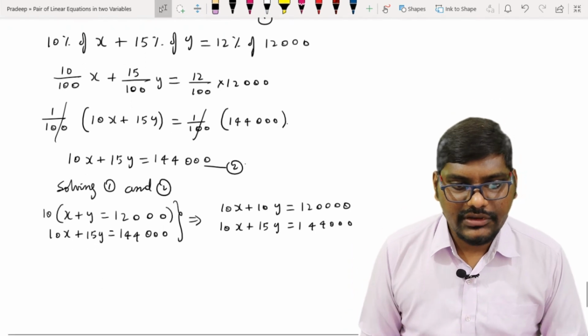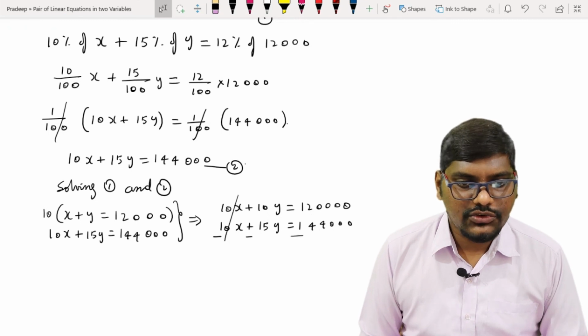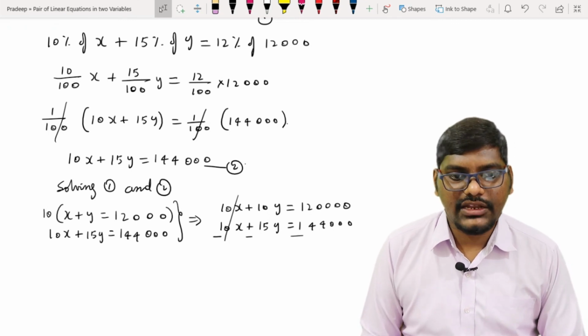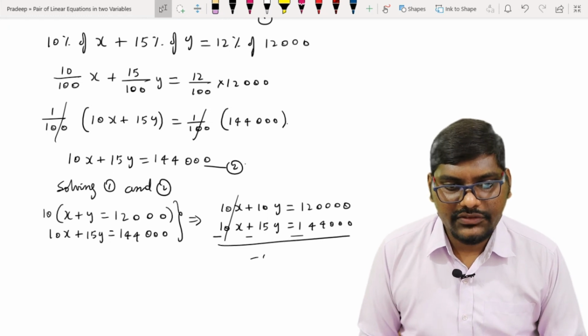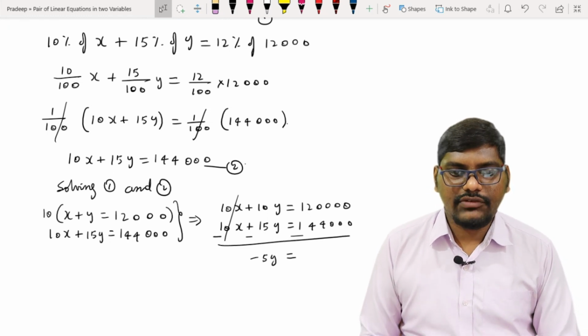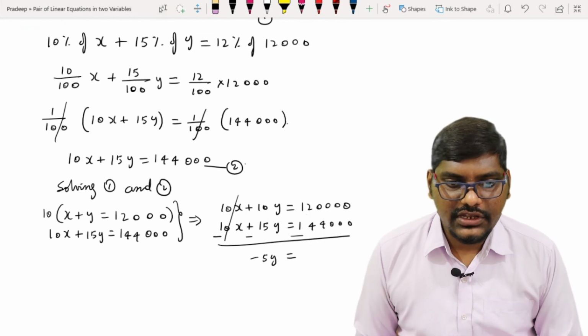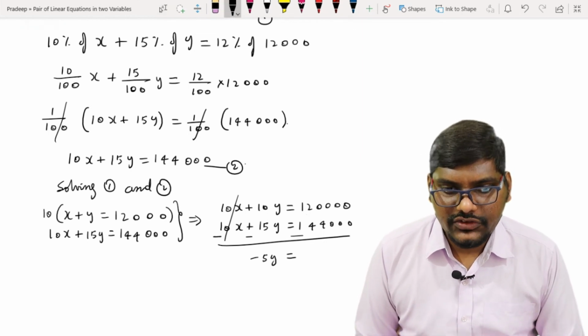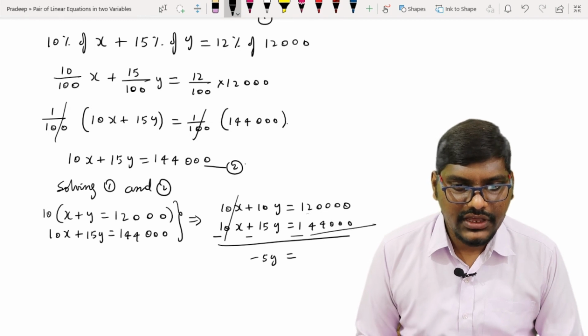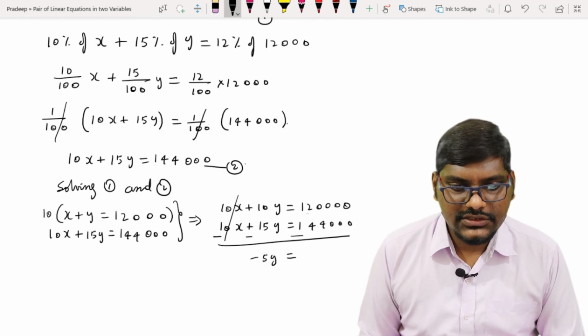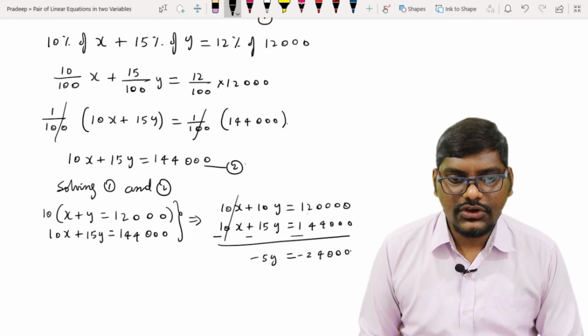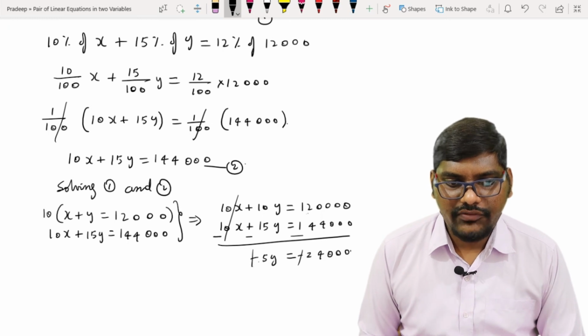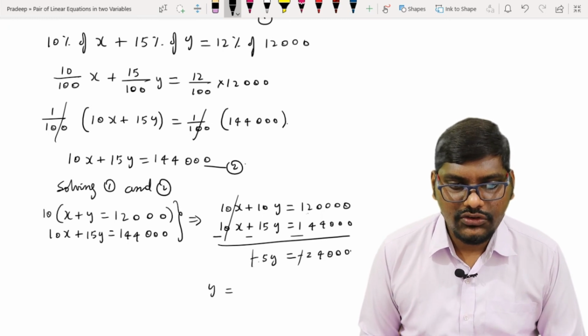To solve, we'll just apply minus to the complete equation. So this is minus, minus, minus. These both get cancelled. Minus 10, minus 15, so we get minus 5y. And for this particular one, how much will we get? This is 120,000 and this is 144,000, so we get minus 24,000. Minus minus can be cancelled. So the y value will be y equal to 24,000 by 5.